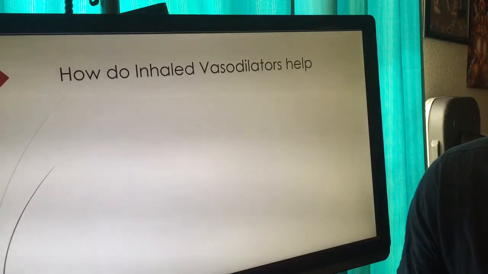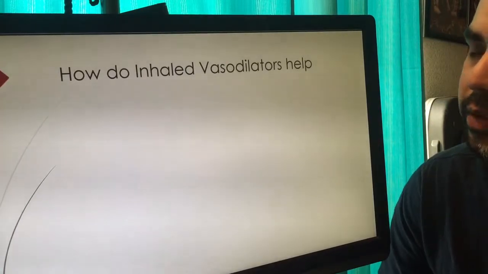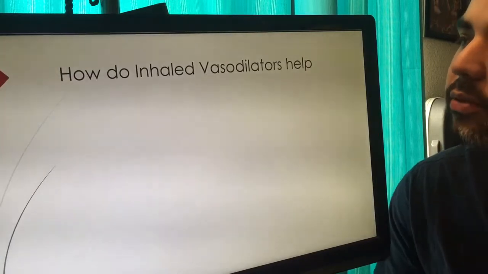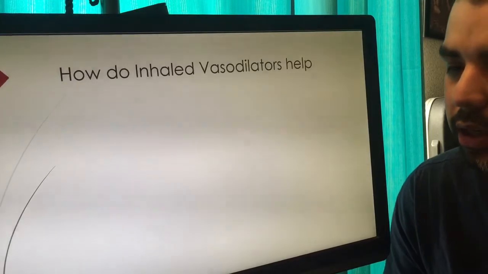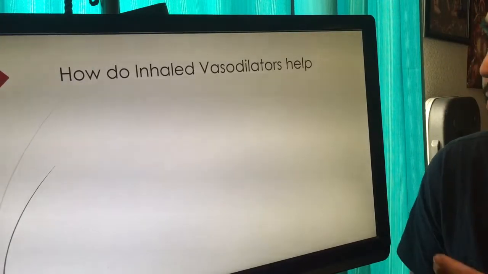So the next objective that we're going to look at is how inhaled vasodilators help. That was the first objective we just talked about. Here's the next objective: how do inhaled vasodilators help a person's pulmonary blood flow?